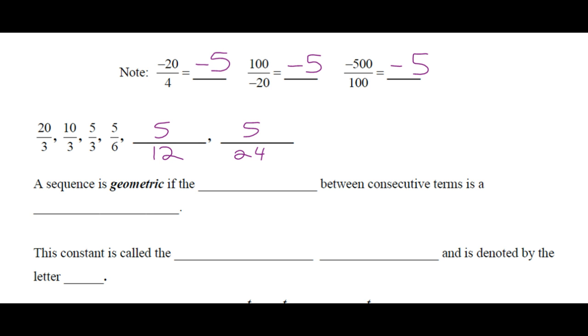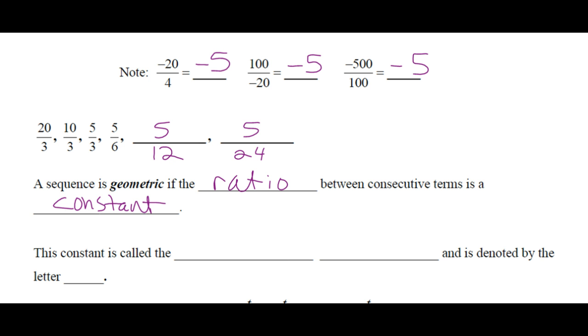Now at this point, this becomes odd, right? So you can say, well, divide by 2, but when we're dealing with fractions, I don't like a fraction divided by something, right? So multiply. A sequence is geometric if the ratio, take a term divided by the preceding term, between consecutive terms is a constant. Yeah, constant.